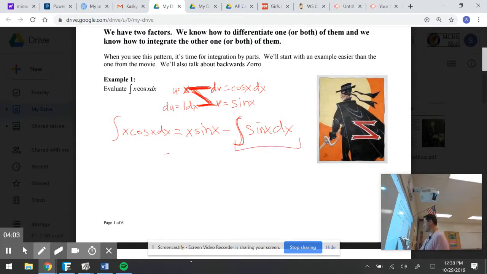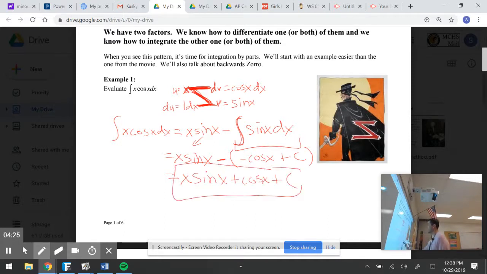And then you're done. Seems crazy, but it actually works. Okay, that is just done, right? That's part of the formula there. And then the antiderivative of sine x, well, that would be negative cosine x plus c, right? I'm going to add the c now. So my answer is x sine x plus cosine x plus c.